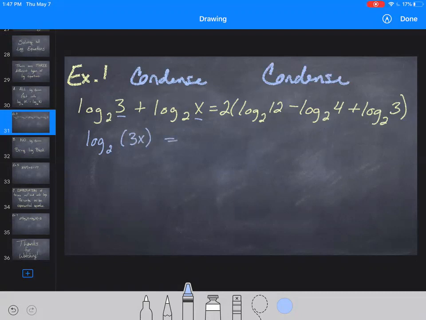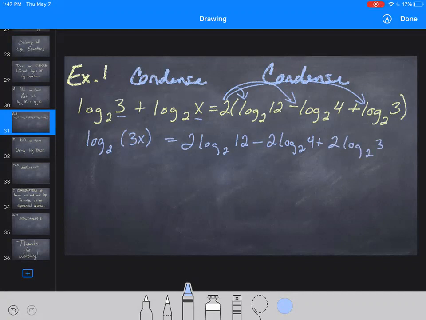is equal to. Now on the right side, before I condense, I'm going to go ahead and distribute that 2 in front of every log that it belongs to. So I end up with 2 log base 2 of 12 minus 2 log base 2 of 4 plus 2 log base 2 of 3. And so now I have the 2 in front of every log that it belongs to.